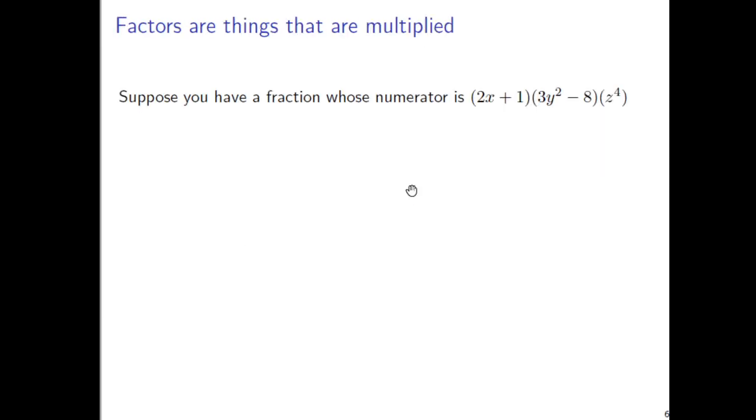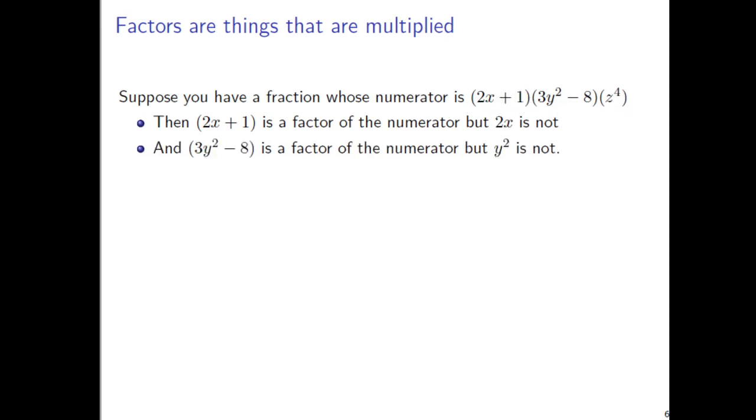So suppose you have a fraction whose numerator is 2x plus 1 times 3y squared minus 8 times z to the fourth. Then 2x plus 1 is a factor of the numerator, but 2x is not. So this 2x plus 1 is being multiplied by the other things, but you don't have here 2x times other stuff. Same deal, 3y squared minus 8 is a factor, but y squared is not.